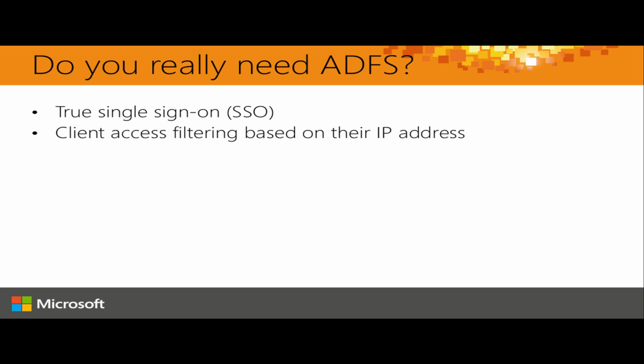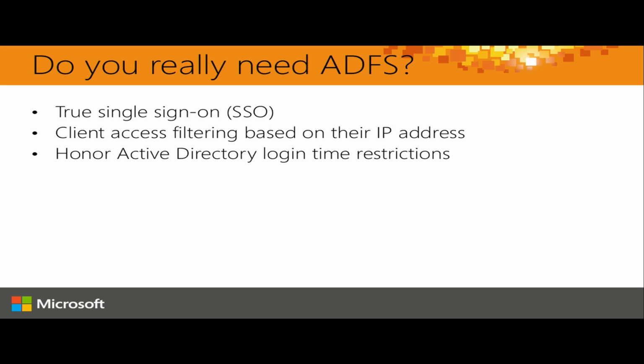If you need client access filtering based on IP address or IP subnet, so for example, this block of subnets you don't want to log on to your service, or these are the only blocks of subnets that you want to log on to the Office 365 service, then that can only be done using ADFS. If you've got time restrictions, so in your on-premises Active Directory you've got users who can only log on between 9 to 5, for example, then you need ADFS so that the authentication happens back to your on-premises Active Directory.